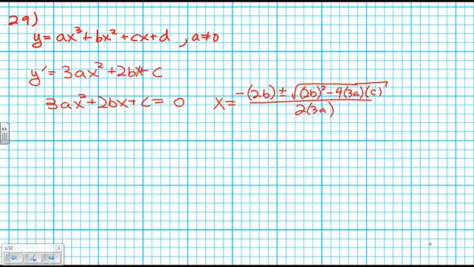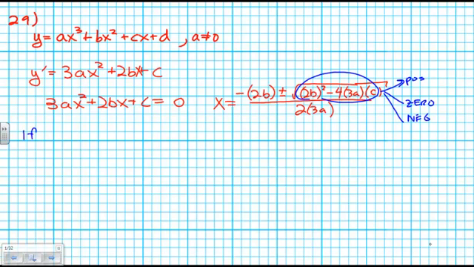Now, what could happen? Well, this part right here either is positive or 0, or it's negative. Okay, you remember this from Algebra 2?